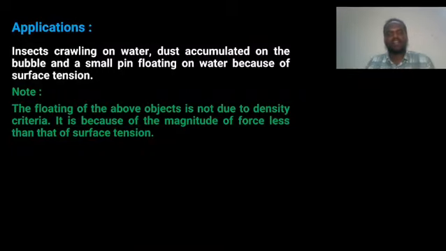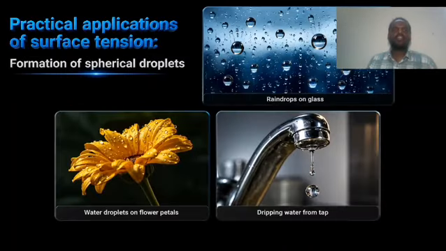Whether the ants crawling on water, dust accumulating on the soap bubble, or a pin floating on the water, it is not due to density criteria. It is because the magnitude of the force is less than the surface tension force. This is surface tension. You can look at the practical applications of surface tension.